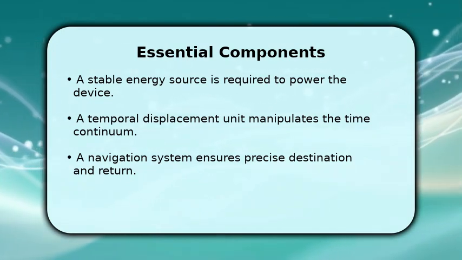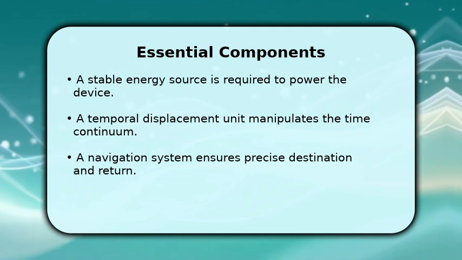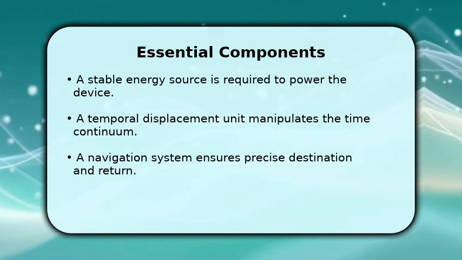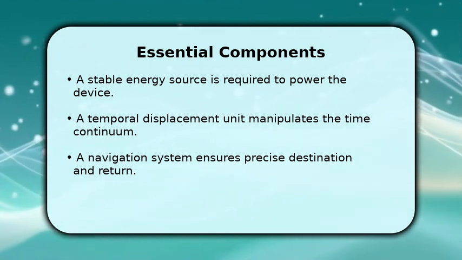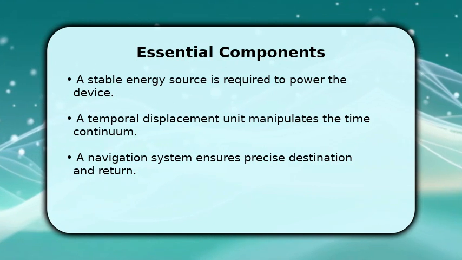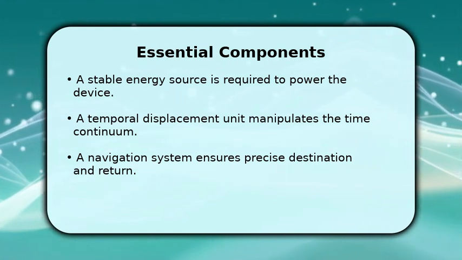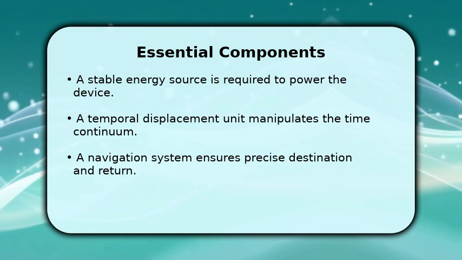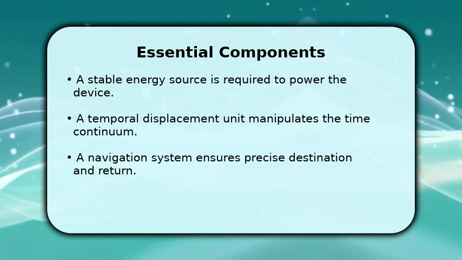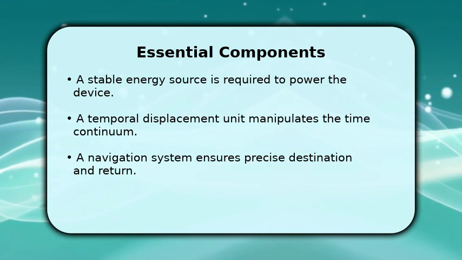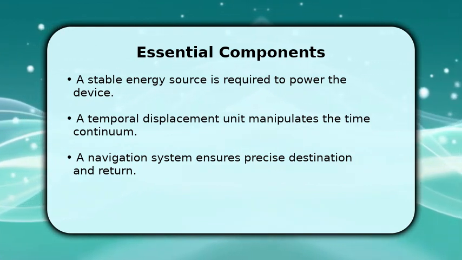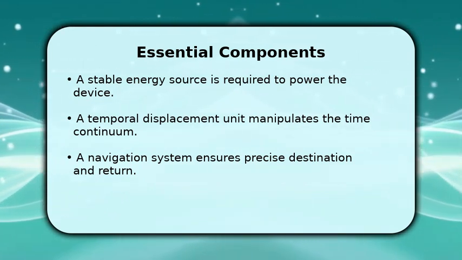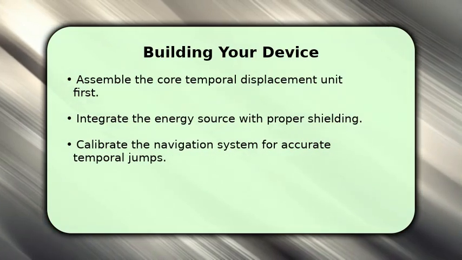First, a robust energy source, perhaps a quantum singularity containment field, providing immense power. Next, a temporal displacement unit, which is the heart of your machine, bending spacetime. Finally, a sophisticated navigation system, crucial for setting your desired temporal coordinates and ensuring a safe return to your original timeline. Now, let's talk about construction.